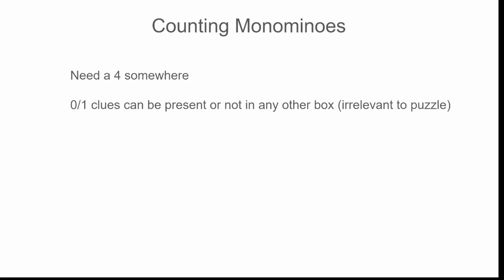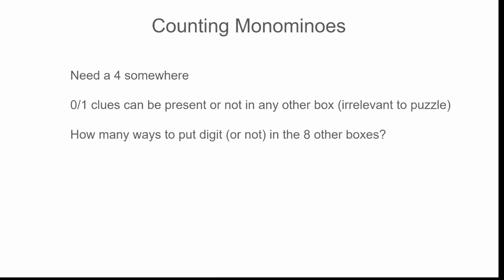So the question is, how many ways are there to do that, right? Each clue is basically on or off, and I have 8 other possible boxes to put clues in. There might be a clue there, there might not be a clue there. Either way, it's a valid puzzle. So for each possible valid monomino loop, there are 2 to the 8 ways to clue it. You have to have the 4, and then the other 8 digits might be there or might not be there. And so the total number of monomino puzzles is 9 times 2 to the 8, or 2304.